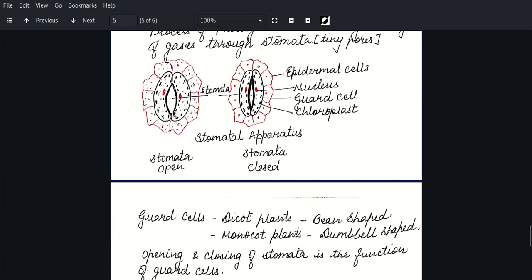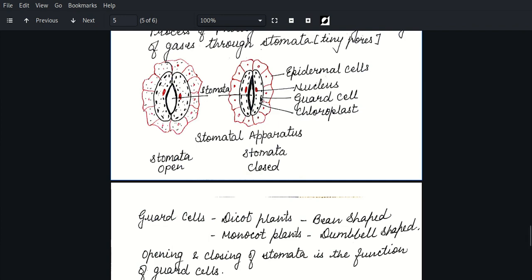During day, when sunlight is available, food is synthesized in guard cells because guard cells contain chloroplast. Food is synthesized during day. At this time, because of synthesis of food, flow of water takes place from subsidiary cells to the guard cells and guard cells swell. When guard cells swell, the inner wall is pulled outward and opens the stomata. Due to swelling of guard cells, stomata opens.